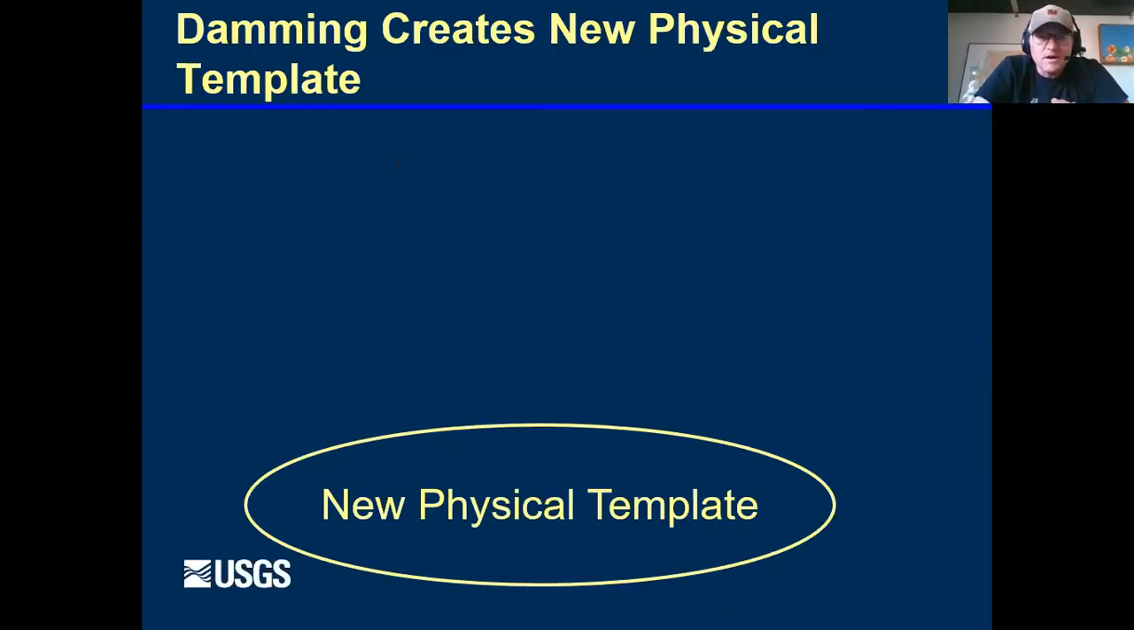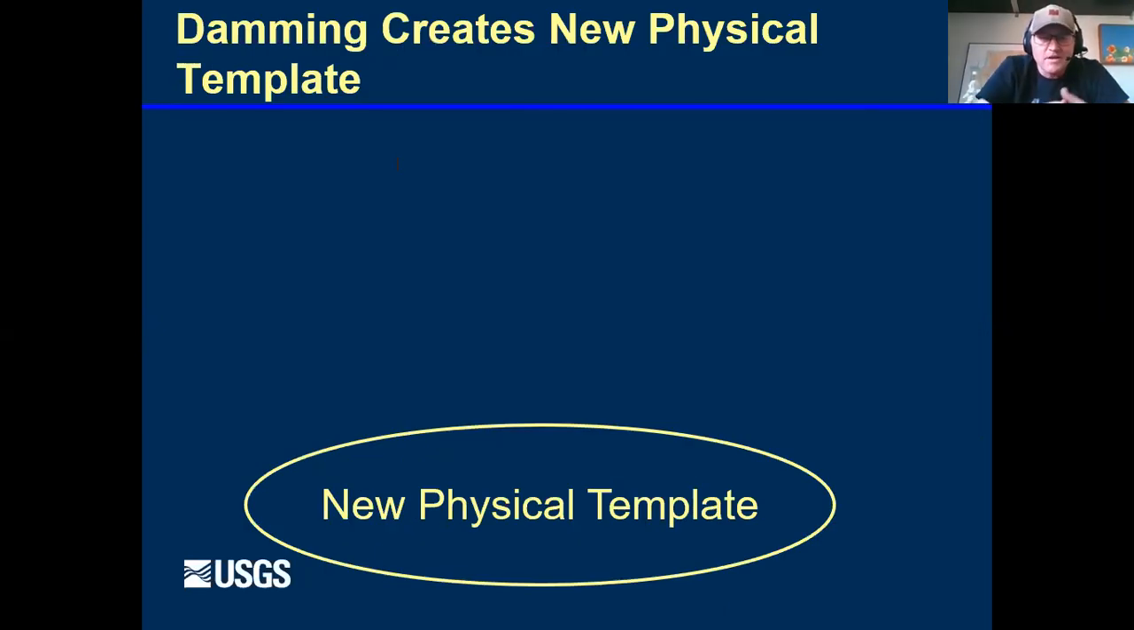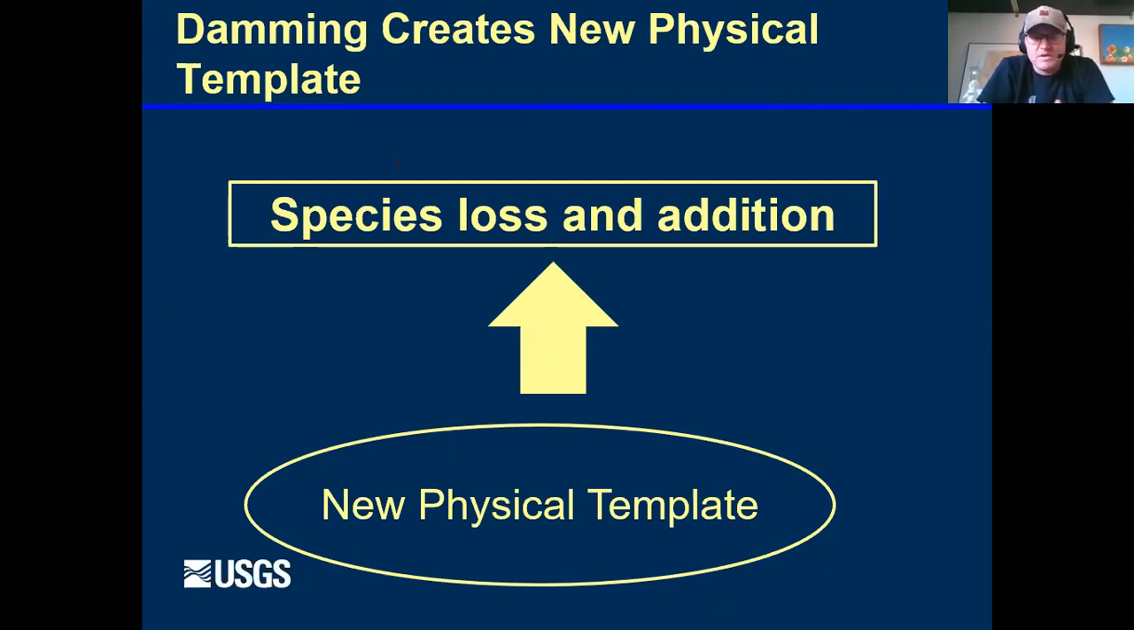So when that big dam here, Glen Canyon Dam, got put in, it really changed the ecology of the river. It created a totally new physical template. I'll just review a few of the ways that this physical template was changed. And with that change in the physical template, we've had these losses and additions of different species.